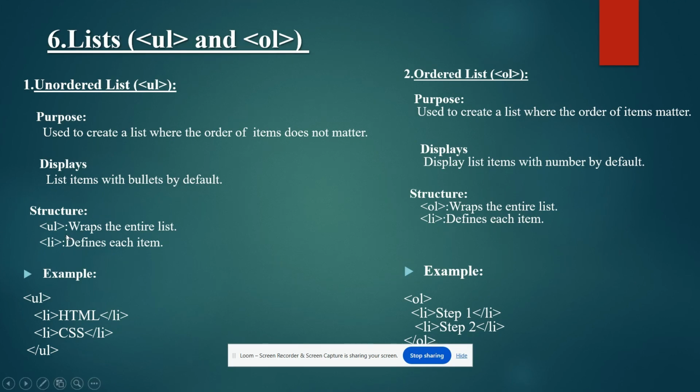The structure of an unordered list is using first the unordered list UL tag which wraps the entire list, and the li tag which defines each item. And the ordered list, the purpose of using an ordered list is to create a list where the order of items matters. It displays the list items with numbers by default. The structure of an ordered list is the OL tag. First we use the OL tag which wraps the entire list, and second the li tag which defines each item.